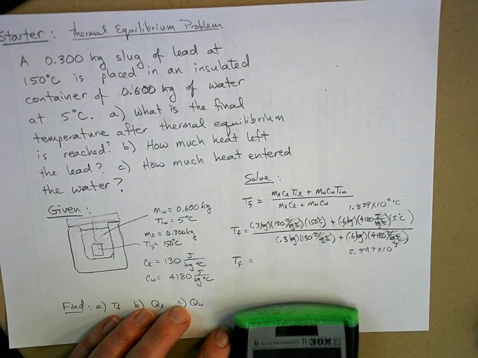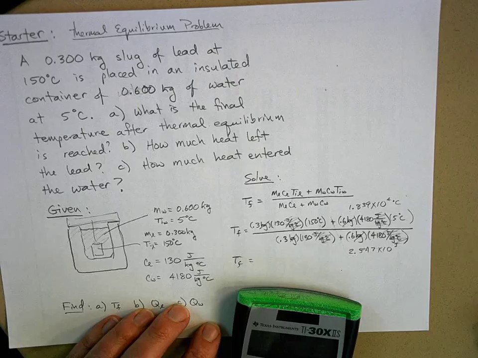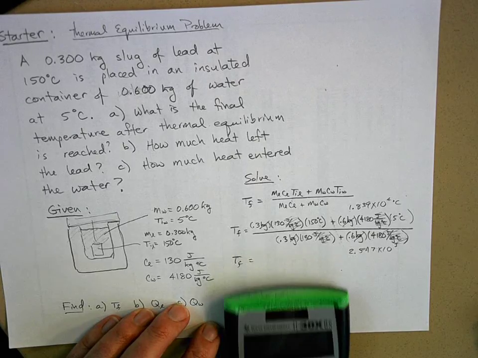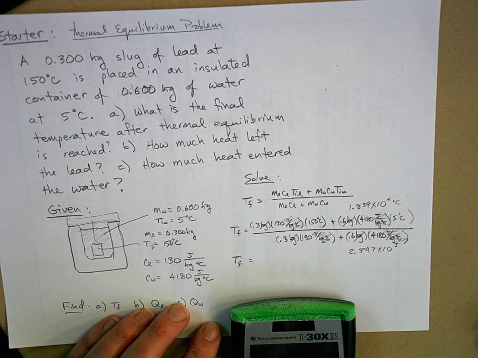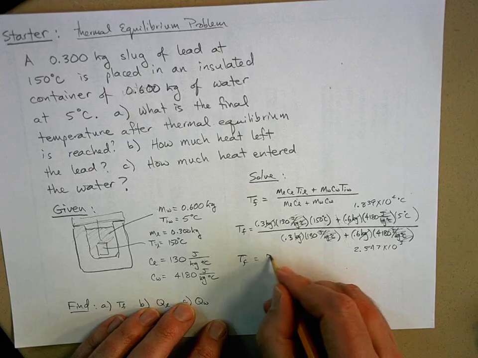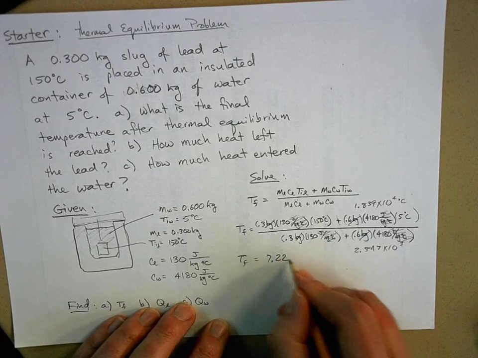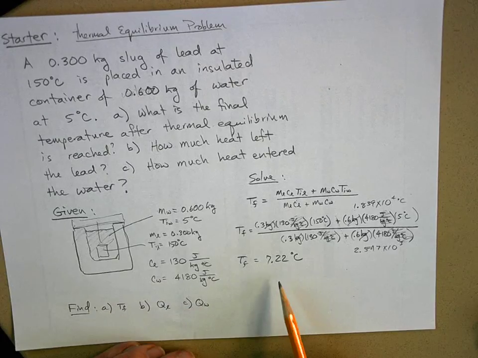So let me just do this. It's 1.839 times 10 to the 4 divided by 2.547 times 10 to the 3 equals, and look, I get a ridiculously small number, 7.22 degrees Celsius. You agree with that? Isn't that kind of surprising?